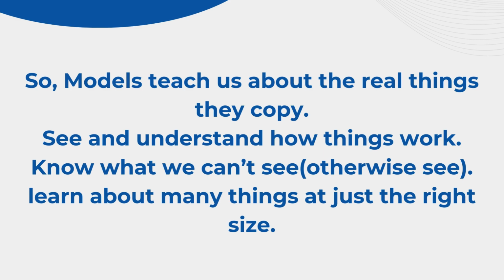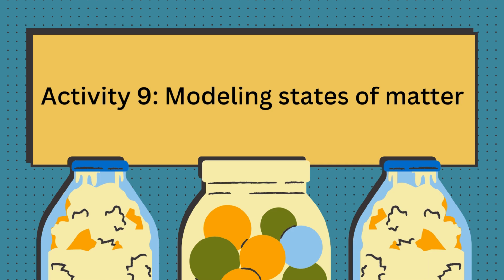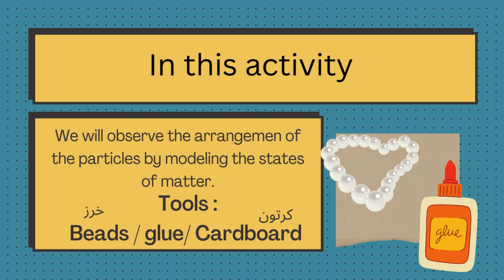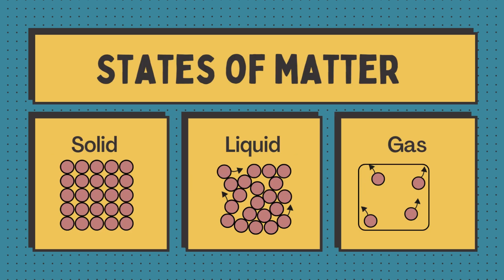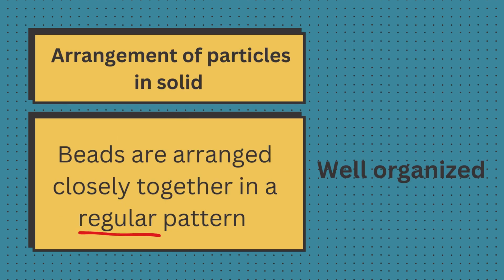that we can see, okay? Now we have activity 9, modeling states of matter. In this activity, we will make another model by using beads, okay, and glue and cardboard, and we will stick these beads to show us the solid particles and the liquid particles and the gas particles, and we will see the arrangement of them, okay?